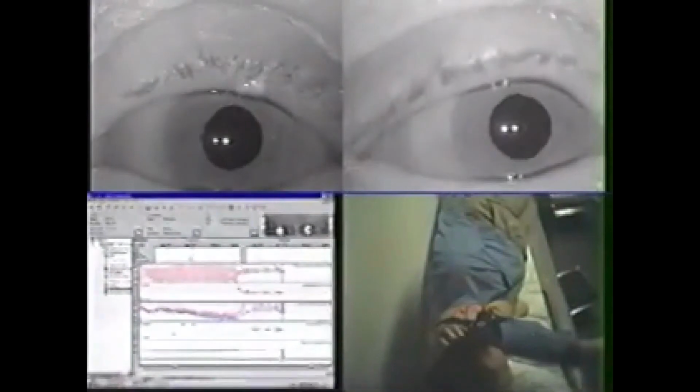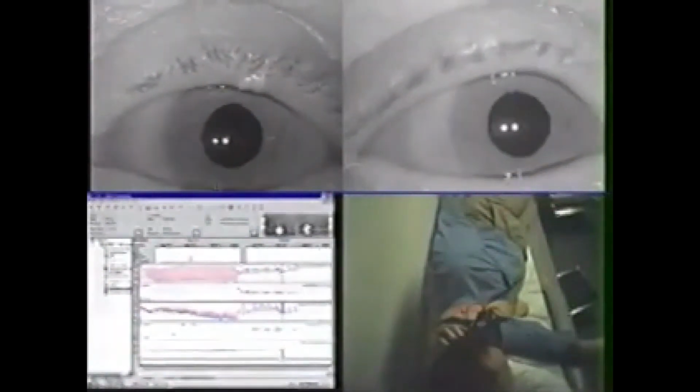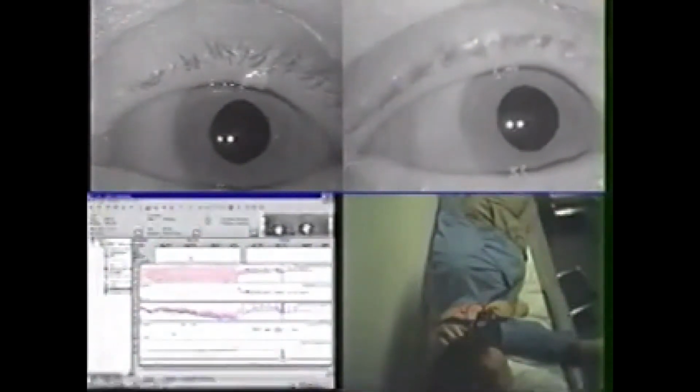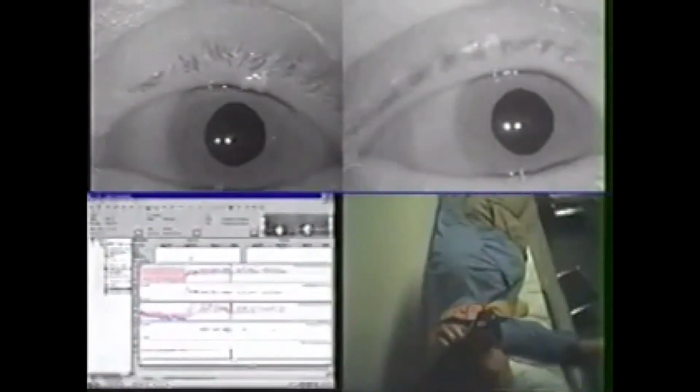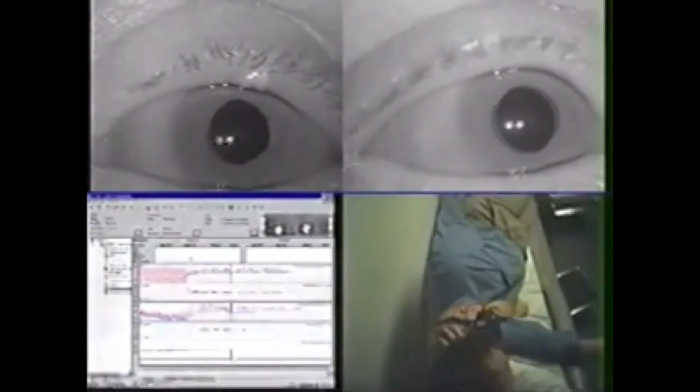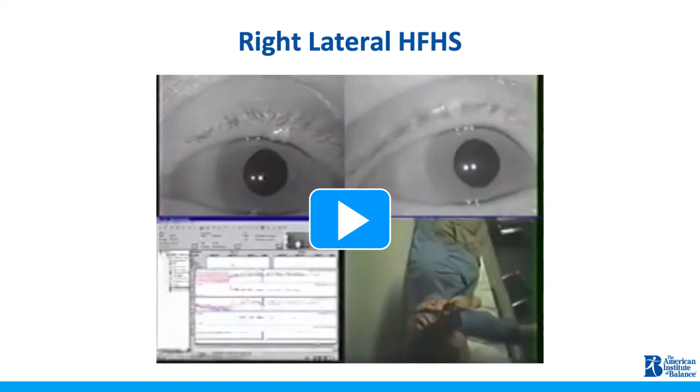We would then complete this test in the left body lateral position, and the results will still be a right beating nystagmus, as the unilateral vestibular dysfunction is on the left. However, the strength of the nystagmus would be stronger because the patient would be lying on the involved ear's side.